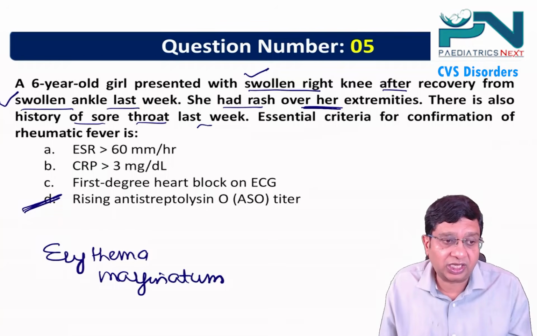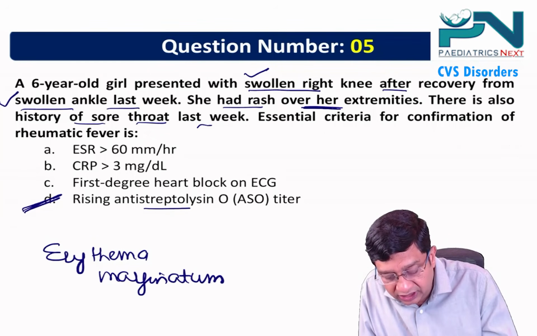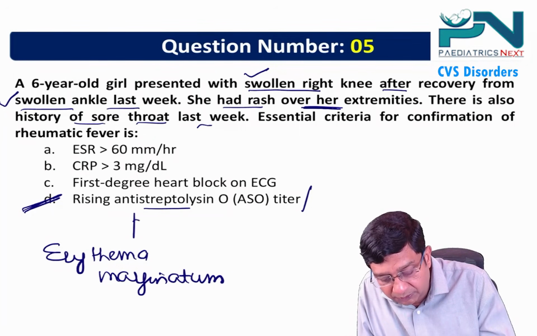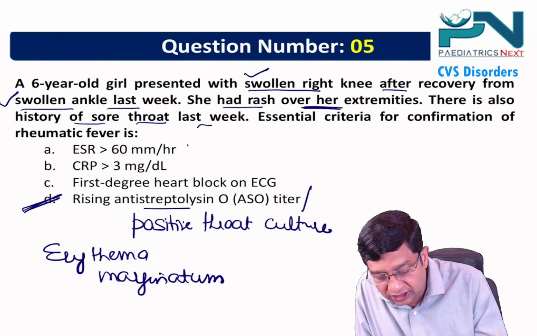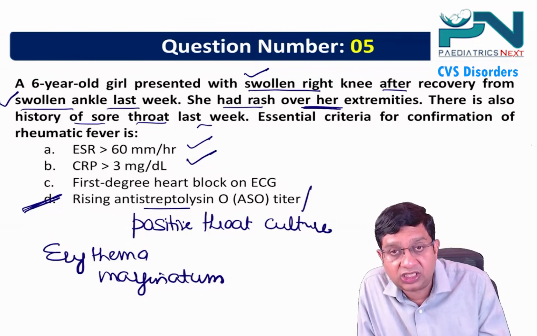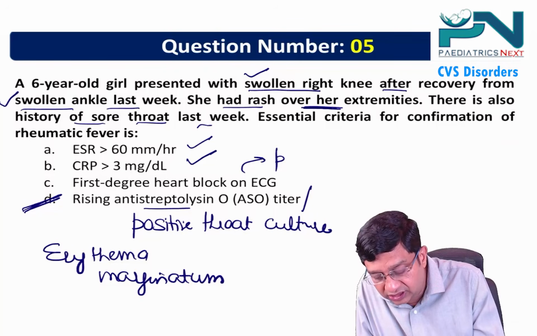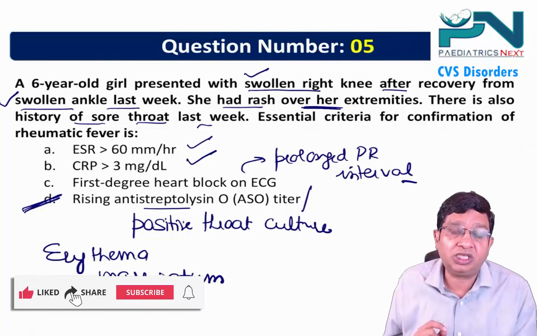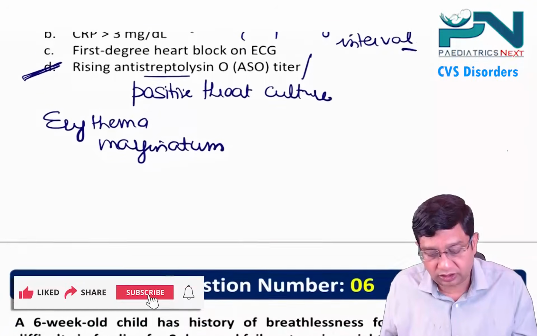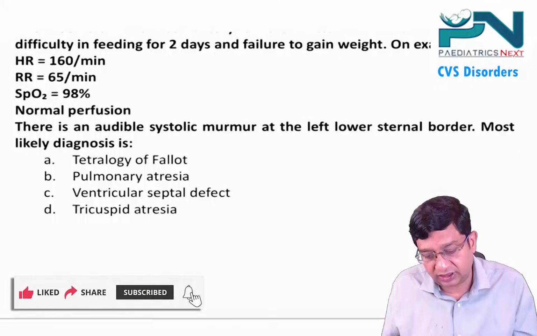That in this scenario can be by the rising ASO titer, or it can be positive throat culture, right? ESR, CRP, first degree heart block on ECG, suggesting the prolonged PR interval, are included in the minor criteria, not in the essential criteria.